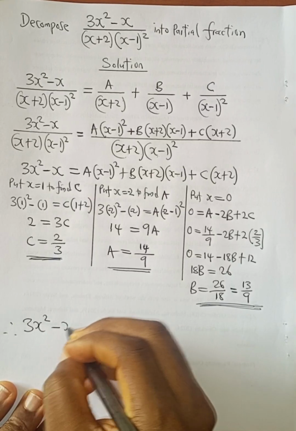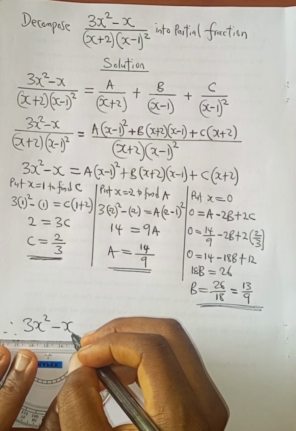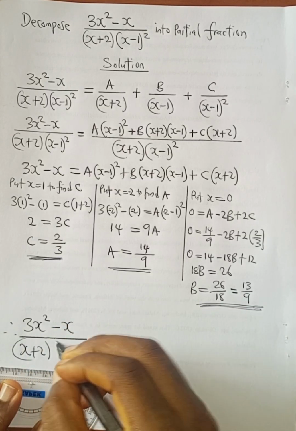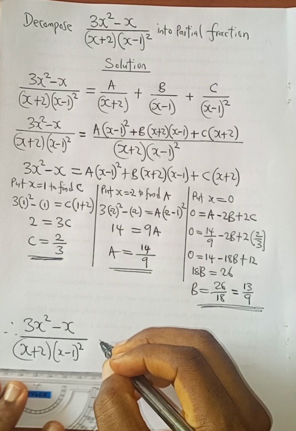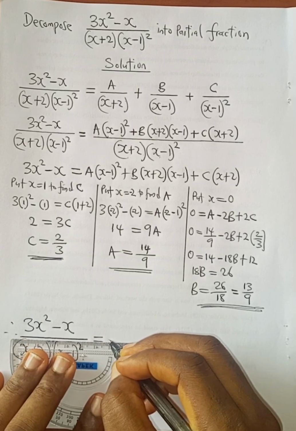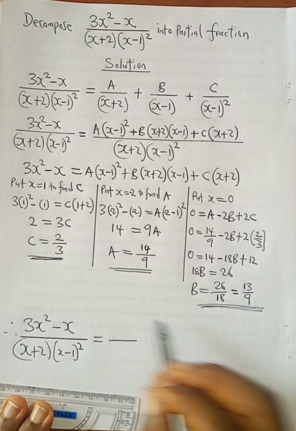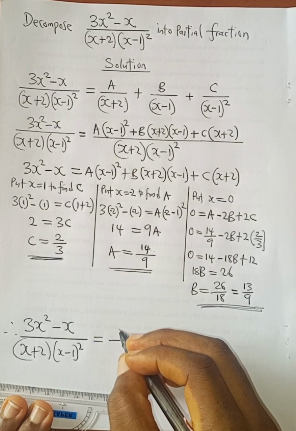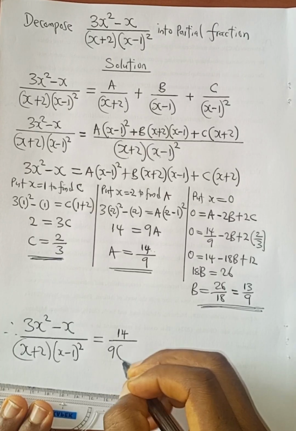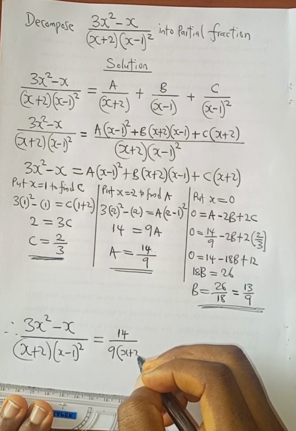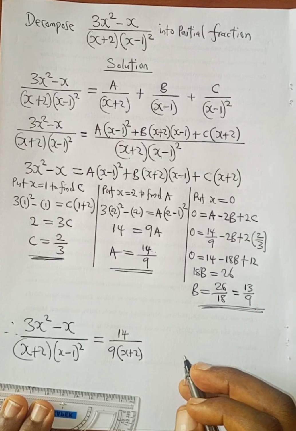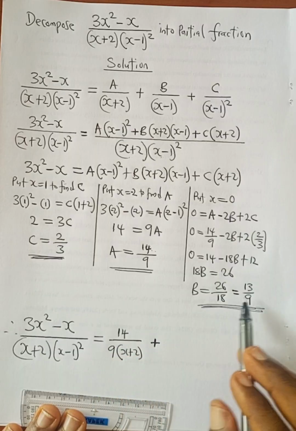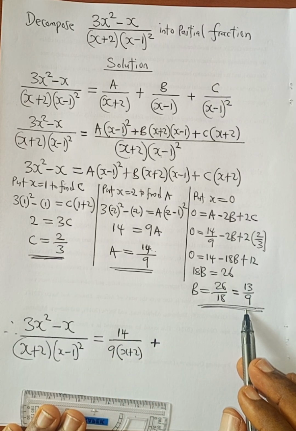3s squared minus x over x plus 2 times s minus 1 squared is now equal to, what is A? A is 14 over 9. Instead of writing 14 over 9, just bring the 9 down. This is 14, then 9, bracket. What is the bracket of A? S plus 2. Are you with me? It's the same thing. Then plus, since B is not minus, put plus here. What is B? 13 over 9.